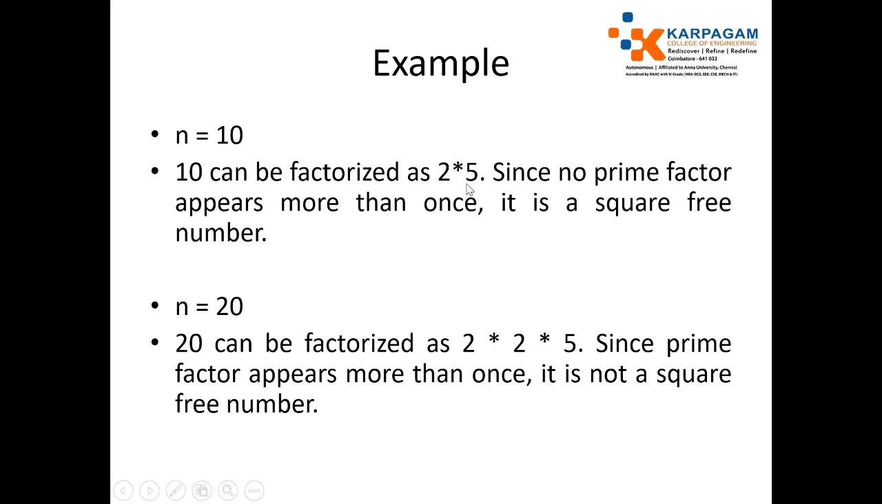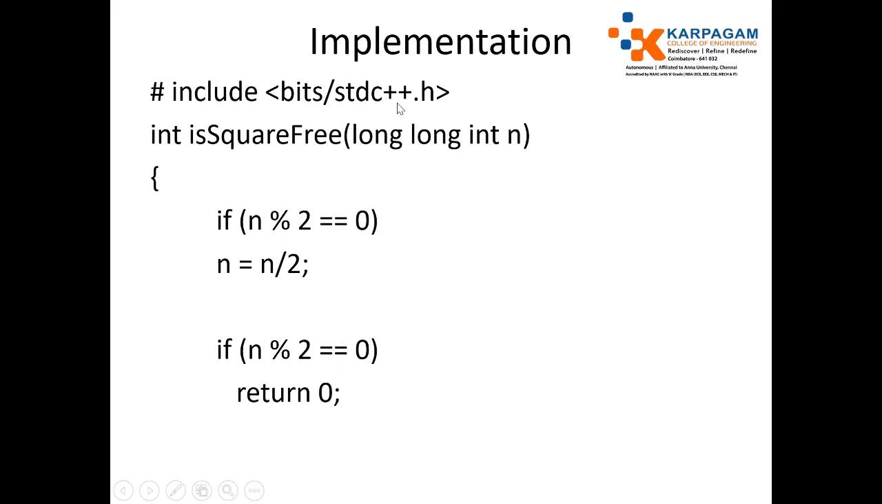For example, for 10 you need to tell it is a square free number because no prime factor appears more than one time. For 20, 2 appears more than one time, no? So in this case we need to tell it is not a square free number. So for the purpose we need to find the prime factors of a particular number. Here I have included the header file and defined the function isSquareFree, which accepts one integer argument and returns an integer. If it is square free it will return 1, otherwise it returns 0.